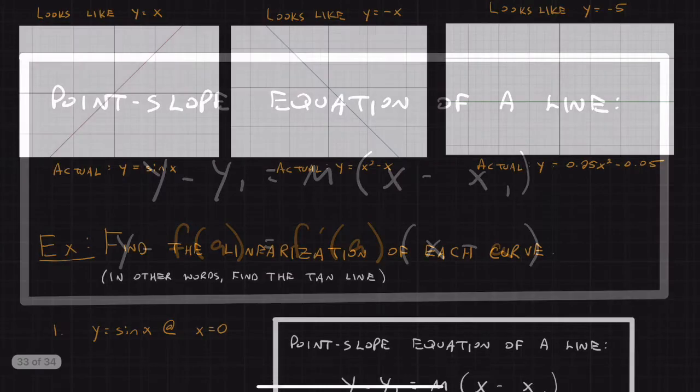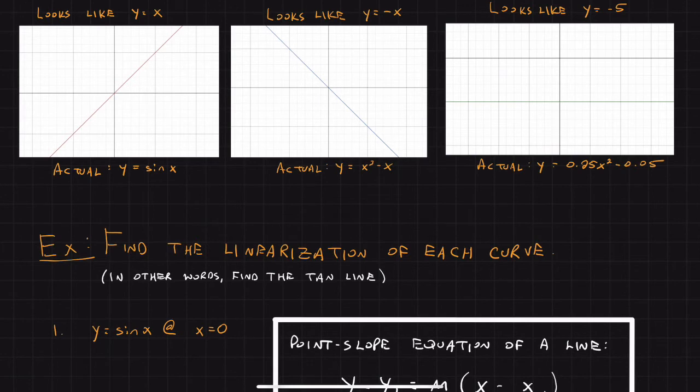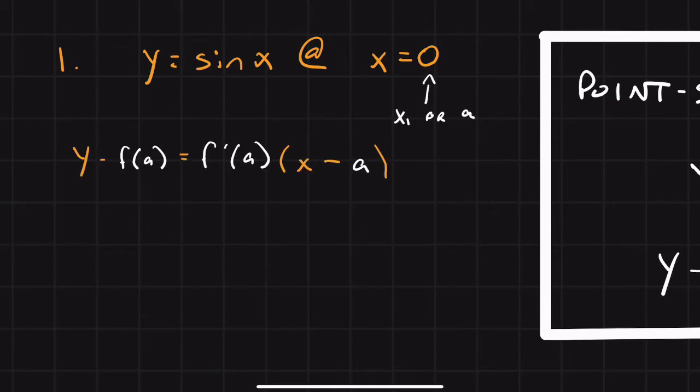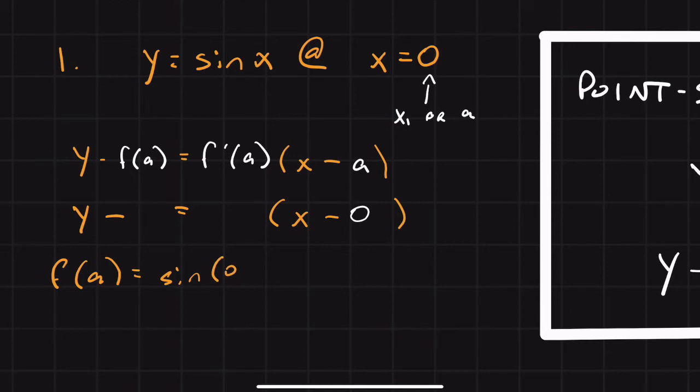Let's find the linearization of that red curve on the left, y equals sine of x. And we'll do this at x equals 0. This value is 0. This is our x1 value, or you can think of this as your a value. In order to find the linearization, we're going to use the point-slope formula, and we're going to have to substitute in for the values of a, f of a, and f prime of a. We know that a is just equal to 0, so that's an easy one to plug in. F of a would just be plugging 0 into our y equation. Sine of 0 is just equal to 0. So that means we can plug in a 0 for the f of a.